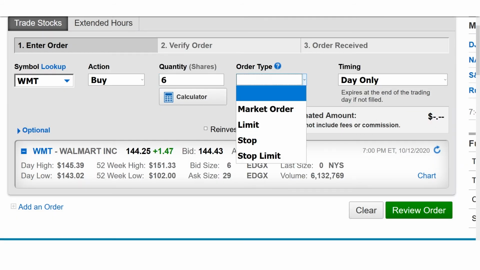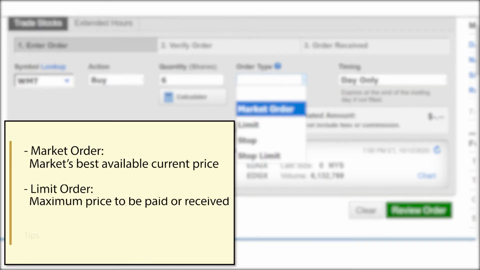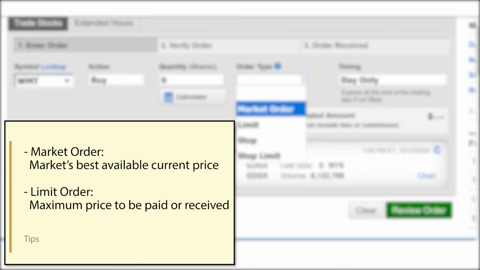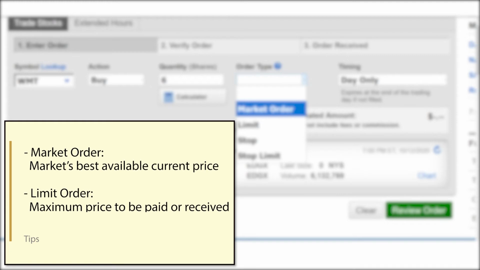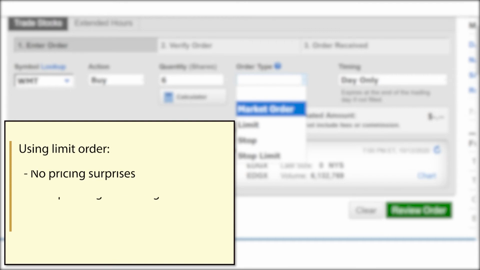Then choose an order type. Since we are buying, we just focus on market order and limit. Market order is to buy or sell a stock at the market's best available current price when you want an immediate execution. A limit order is an order to buy or sell a stock with a restriction on the maximum price to be paid or received.